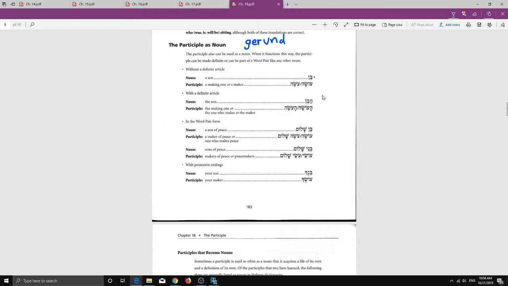Okay, so here's some examples. Bane, sun. Ose, notice both of those forms work. Literally might be something like a making one, so one who makes, something along those lines. But then we can also go one step into more functional English and just say maker. So maybe we're talking about the Lord being the maker of heaven and earth, the making one of heaven and earth. Next, it can also be definite. So here we have ha-bane, so the son, ha-ose, the making one, the maker.